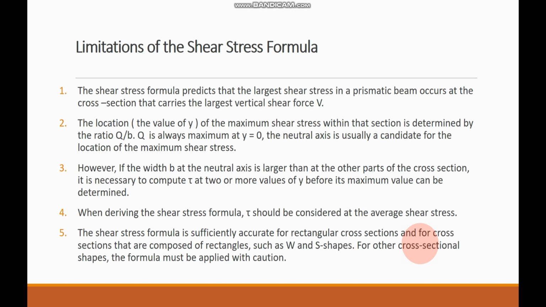However, if the width at the neutral axis is larger than at the other parts of the cross-section, it is necessary to compute the shear at 2 or more values of y before its maximum value can be determined. So when deriving the shear stress formula, shear should be considered at the average shear stress. And the shear stress formula is sufficiently accurate for rectangular cross-sections and for cross-sections that are composed of rectangles such as W and S shapes. And for other cross-sectional shapes, the formula must be applied with caution, just like the rectangular section.